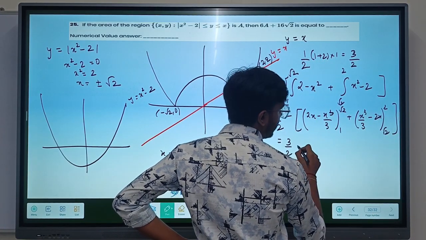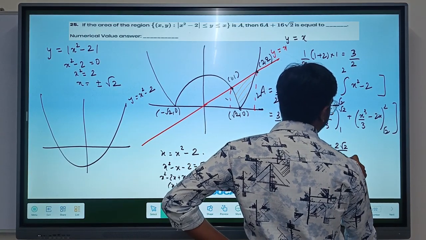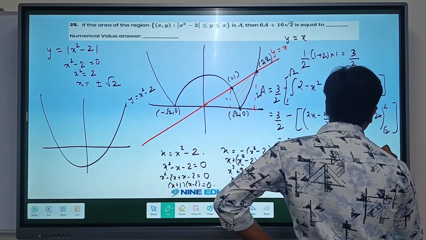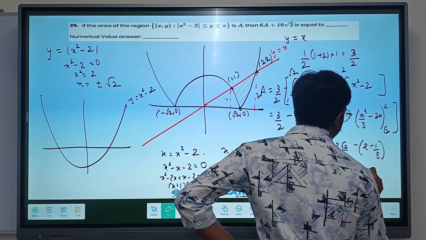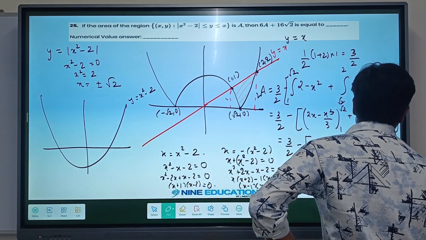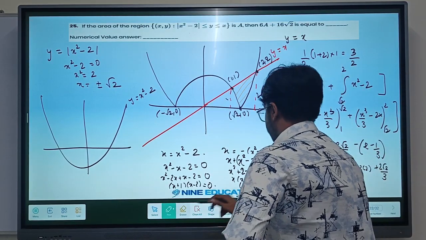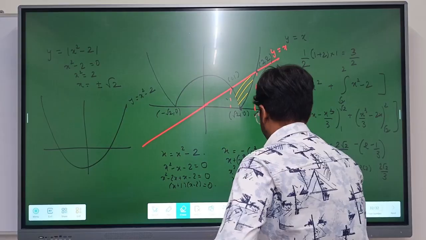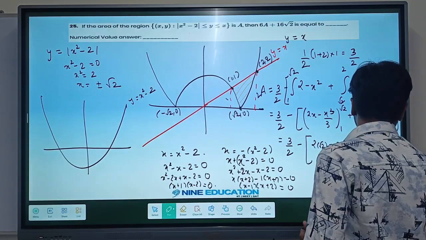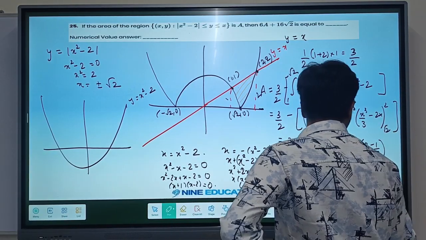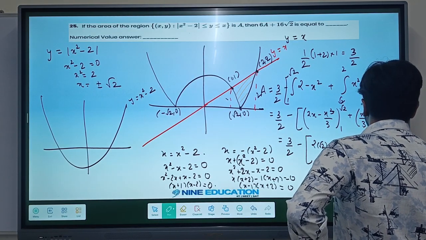So it will be 3 by 2 minus of, if I substitute the value, 2 root 2 minus 2 root 2 by 3, root 2 cube, minus of 2 minus 1 by 3, plus if I substitute here 2 cube by 3 minus 2 into 2, plus root 2 cube, 2 root 2, sorry, minus, since I am doing a minus, so here it will be a minus. Minus of 2 root 2 by 3 minus 2 root 2.